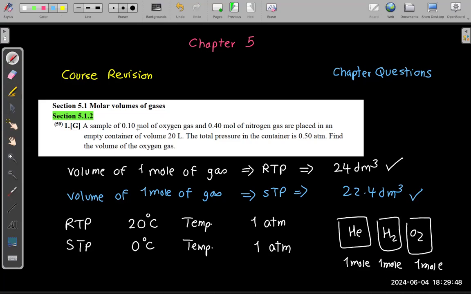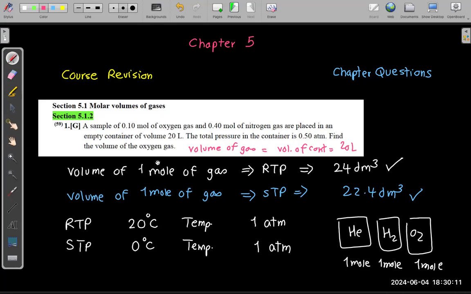Here I have 1.1 mole of oxygen gas and 0.4 mole of nitrogen gas placed in a container. Find the volume of the oxygen gas. We know that this is a tricky question, because the volume of the gas is the volume of the container. So the volume of gas equals the volume of the container, so it's equal to 20 liters, and I will not do anything with the rest of the question.